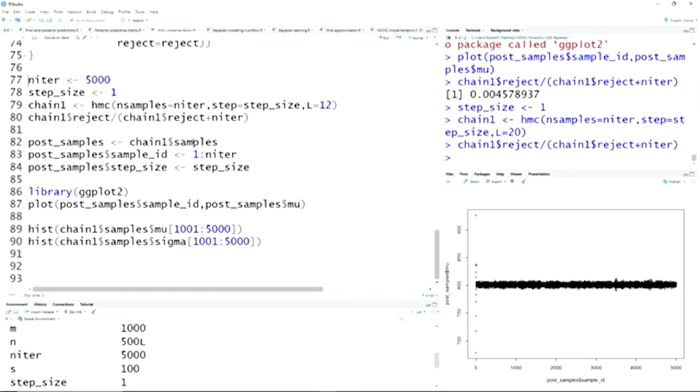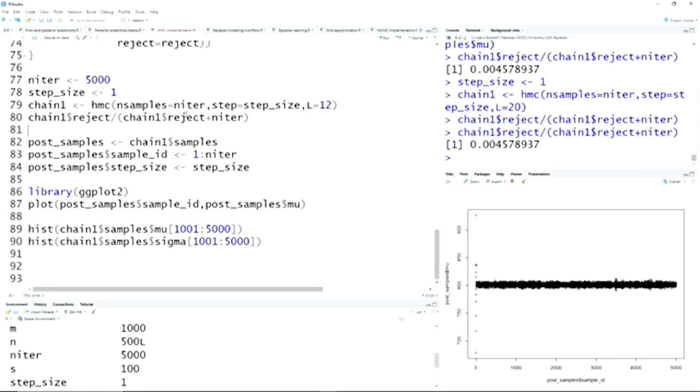Okay, that's not working. So let's see what it is right now. So it's a previous one. Sampling was not complete. So maybe 0.7 or something.